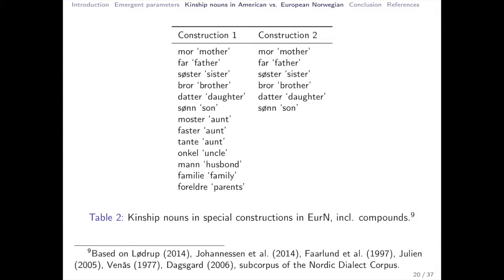And like I said, at least I only found these nouns in the constructions. This is based on literature describing these constructions and also a subcorpus of the Nordic dialect corpus. So there are nouns like mother, father, sister, daughter, various words for aunt, man, or husband, parents.